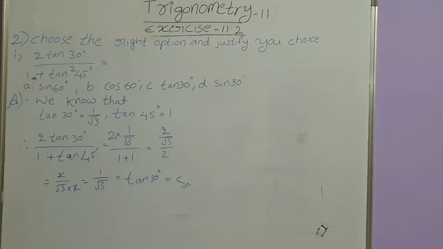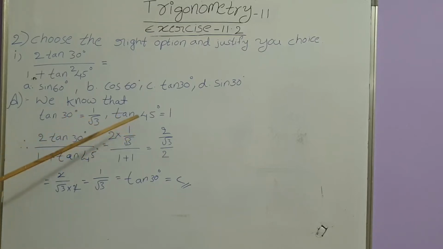Exercise, second question. In this first one, choose the right option and justify your choice. 2 tan 30 degrees by 1 plus tan square 45 degrees is equal to. Choose the correct option among these 4 options. A is sin 60 degrees, B is cos 60 degrees, C is tan 30 degrees, D is sin 30 degrees. So, first solve. Tan 30 degrees value is 1 by root 3.